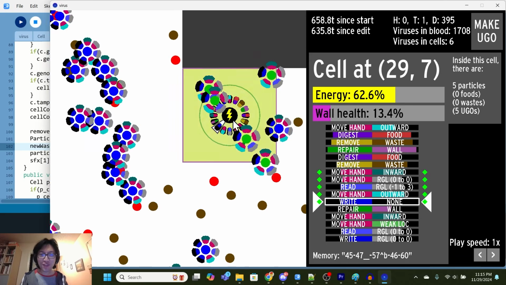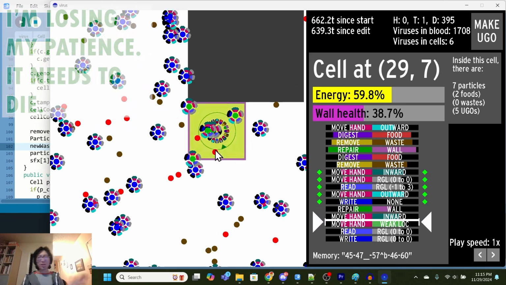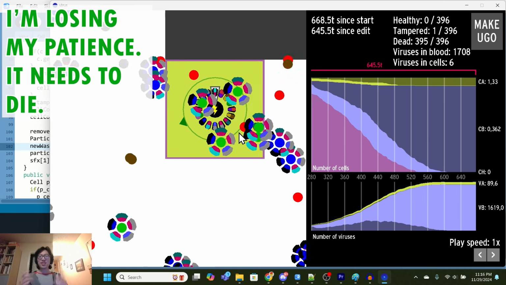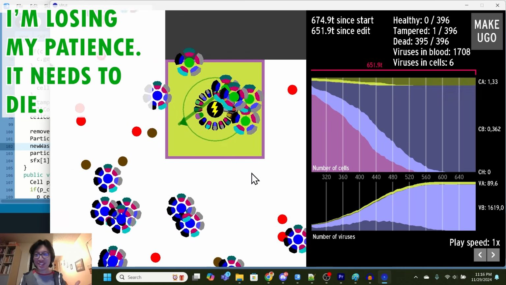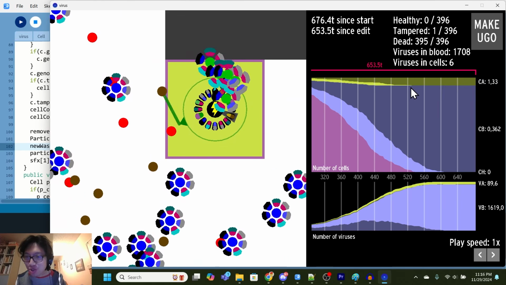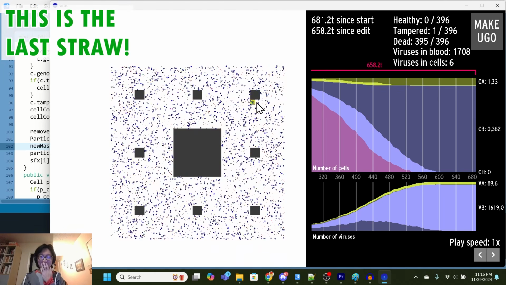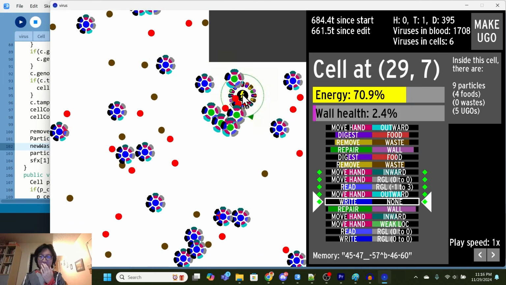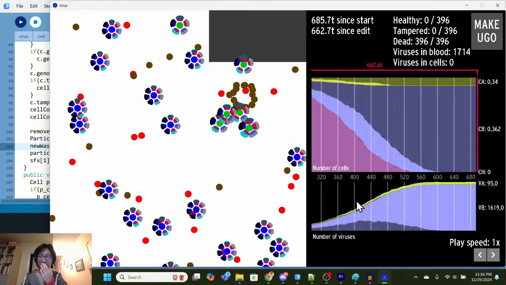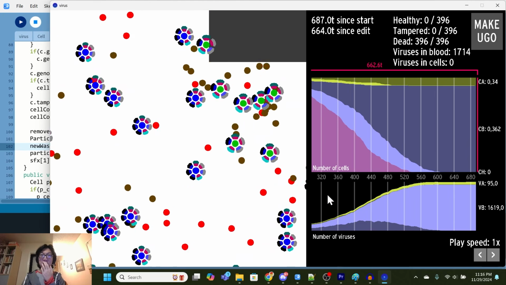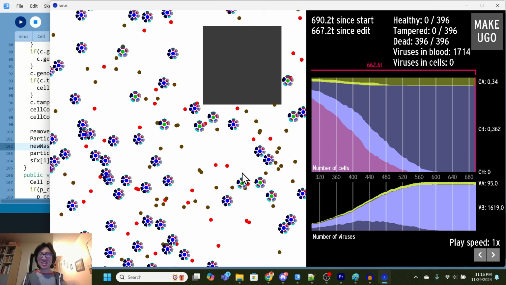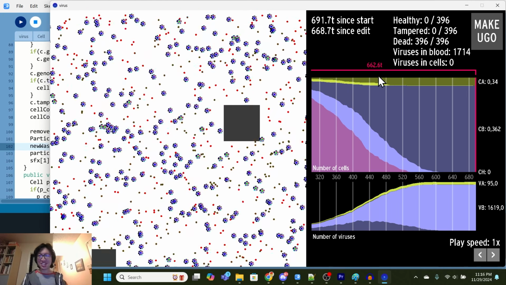There we go, 5 viruses in the last cell. It's been about 120 ticks of just 1 cell being alive. Oh wait, it's getting really thin now. 2%, is it gonna make it? It might not make it. Oh, it died, it died. Well, there we go. And the sad music did trigger this time because the numbers are accurate.